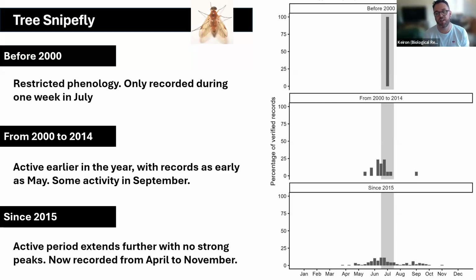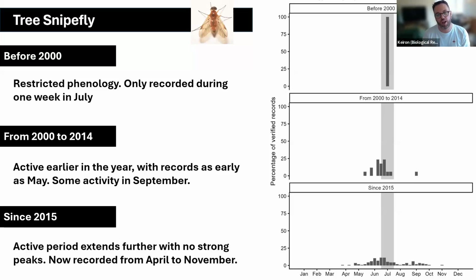And that activity is not necessarily a clear peak. It is quite active throughout different parts of the year. I mean, it may be that it has changed its life cycle, and there are two populations a year. I don't know, but there are differences.